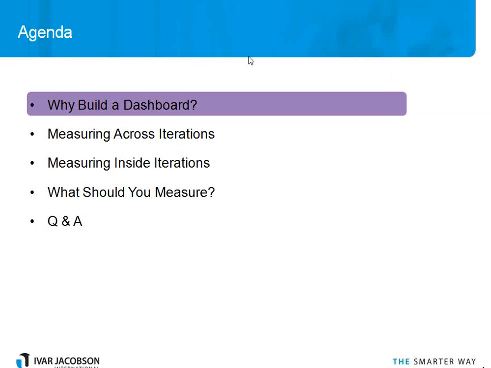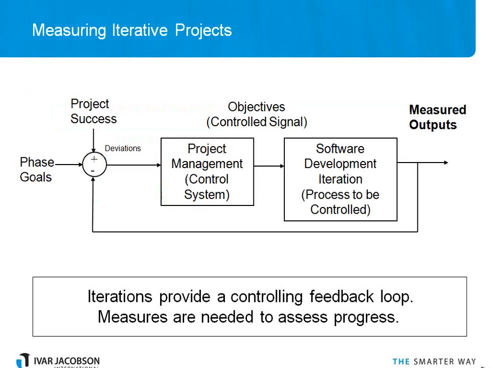So the good thing about iterative projects and the concept of iterations or sprints, as we see in Scrum, is that they have the built-in concept of a feedback loop. An iteration is a time box with clear objectives, and at the end of the time box we will have an assessment, a retrospective, do a demonstration.